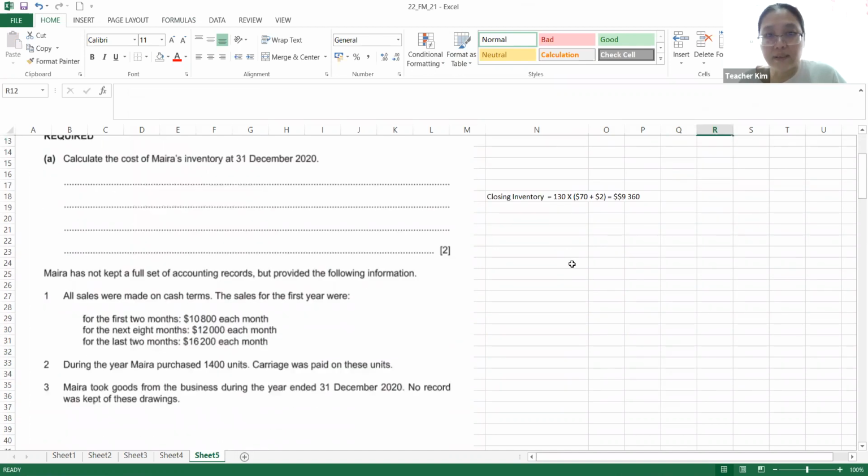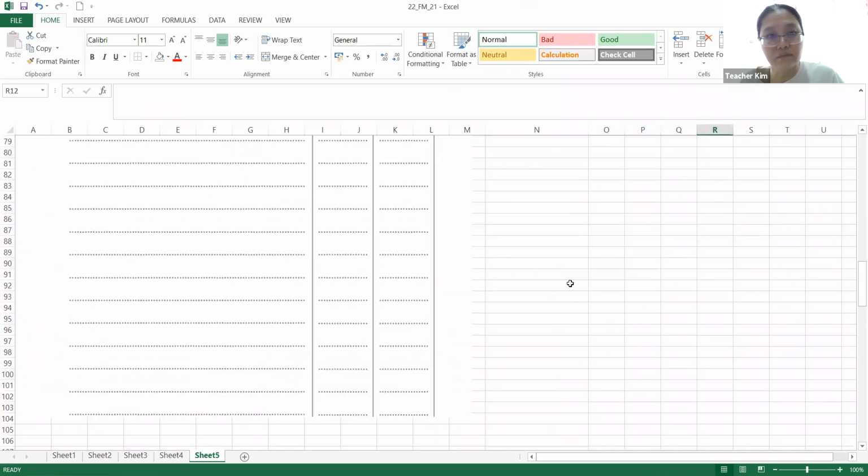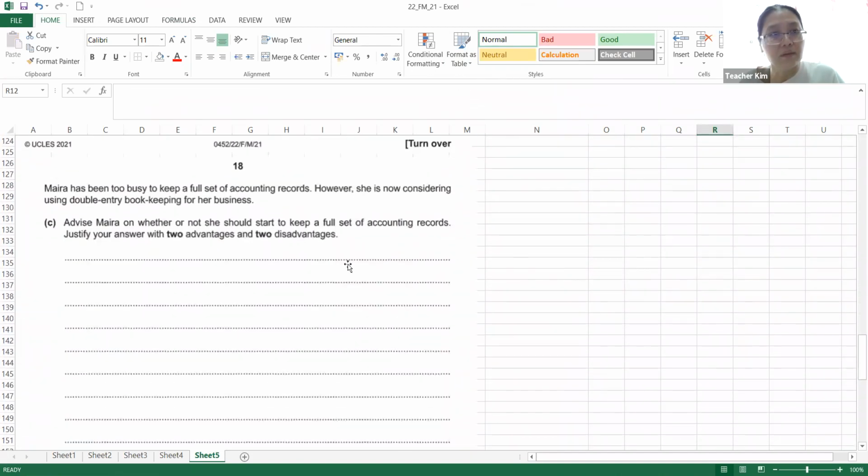Now next, let's finish up this question. Maria has been too busy to keep the book accounting records. However, she's now considering using double entry bookkeeping for her business. Advise Maria on whether or not she should start to keep a full set of accounting records. Justify. There are advantages and disadvantages.